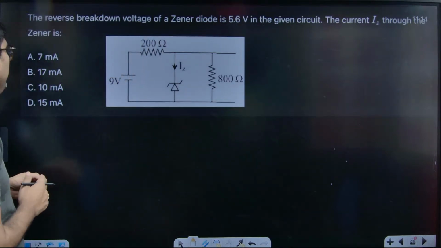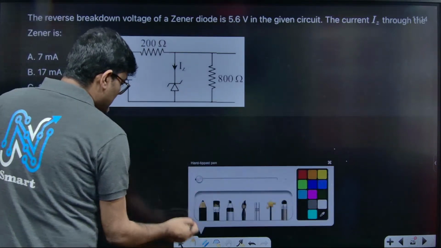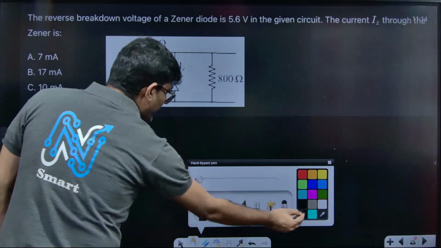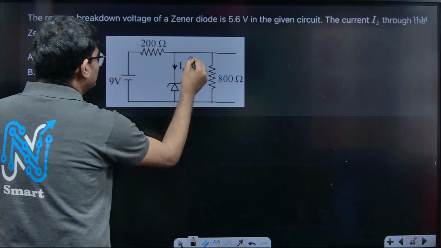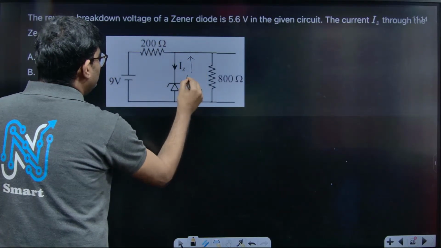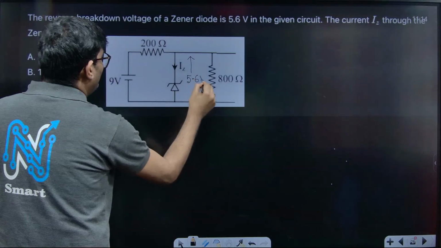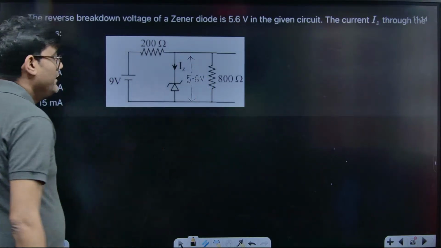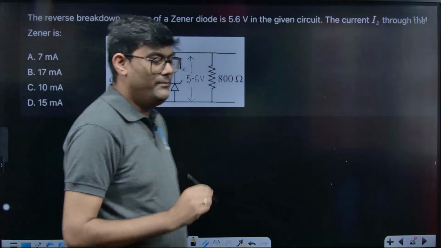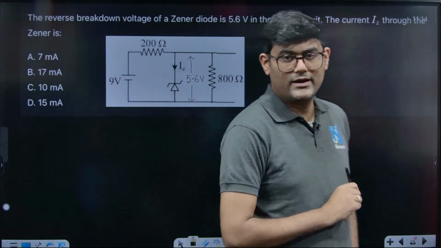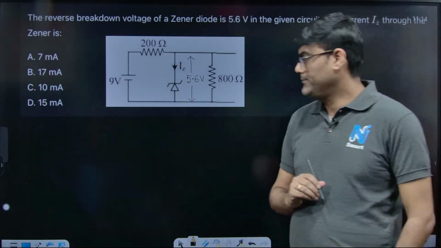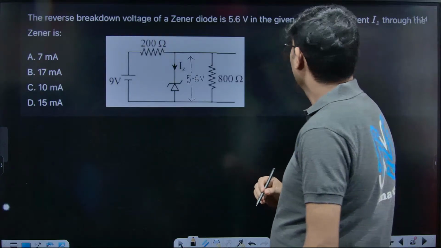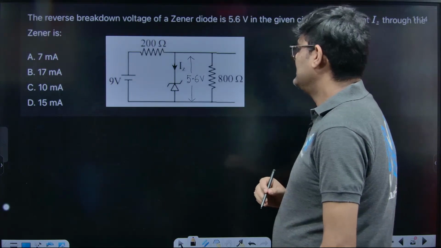It says that this reverse bias voltage is 5.6 volt. That means the Zener diode will always maintain a constant 5.6 volt across its terminals, correct? What is the current IZ then?